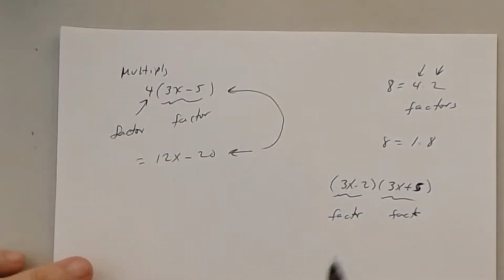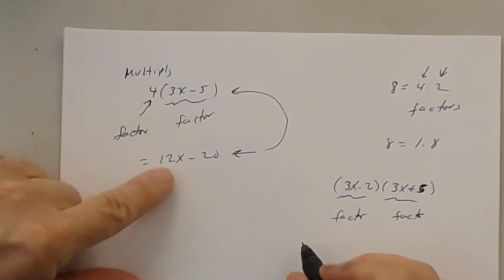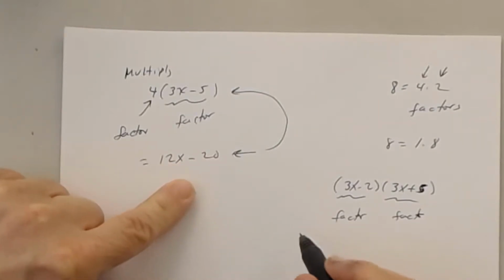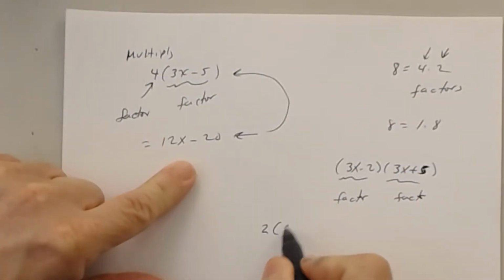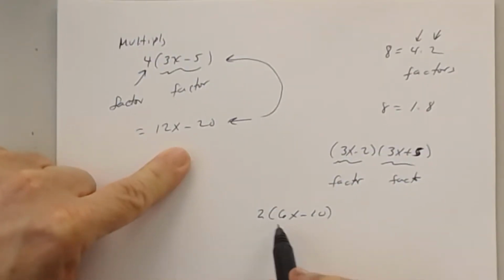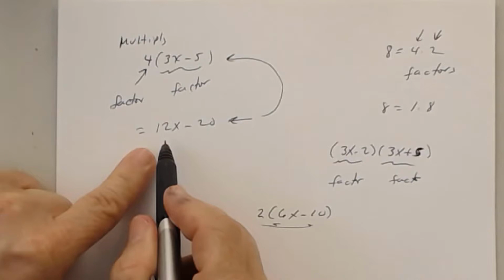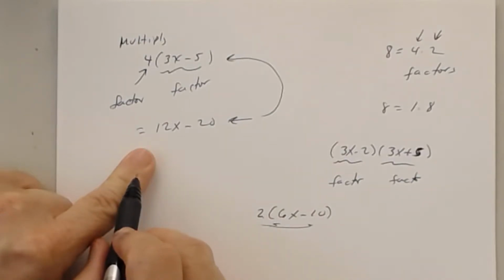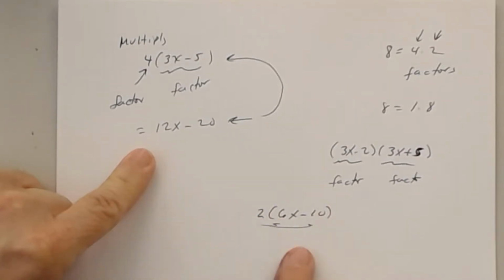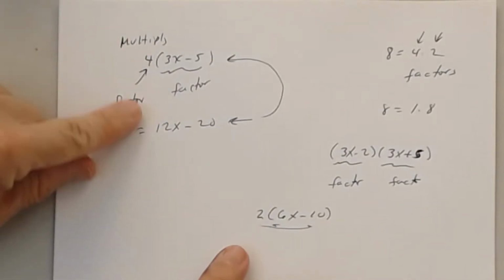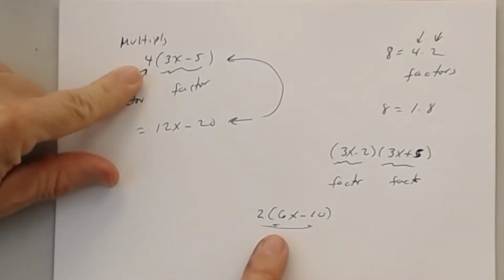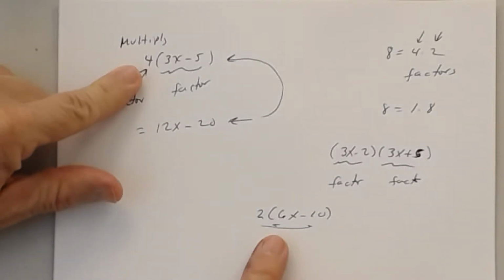Now, let me ask you this. If I write 2 times 6x minus 10, and I distribute, isn't that still this right here? Yes. So I factored this as this. Some of you may say, well, which one's correct? Do I factor it as this or as this? Nope. When you factor, you're always going to look for the GCF first.